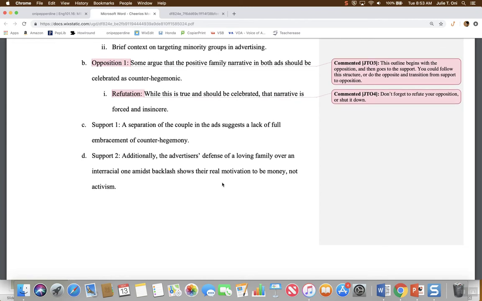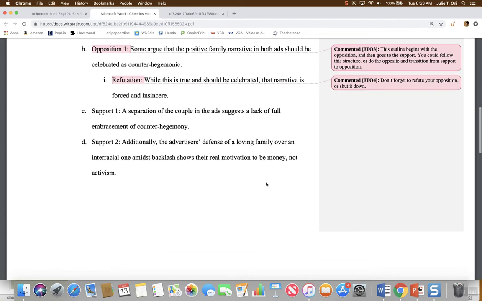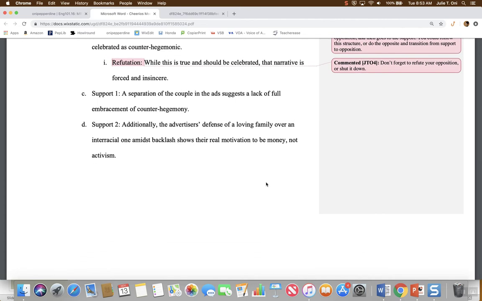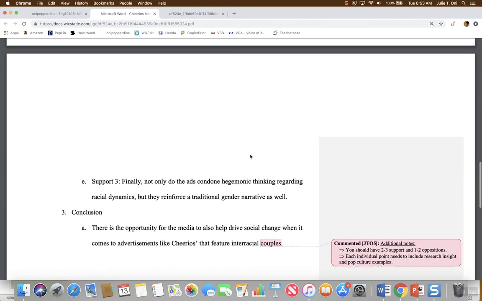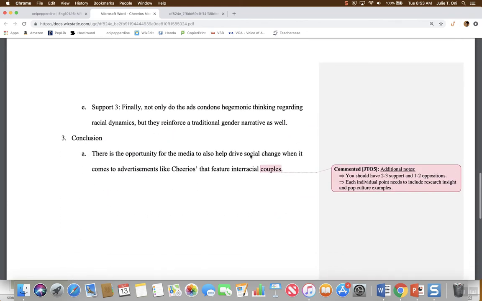Support 1, a separation of the couple in the ad suggests a lack of full embracement of counter-hegemony. Support 2, additionally, the advertiser's defense of a loving family over an interracial one amidst backlash shows their real motivation to be money, not activism. Talk through that.